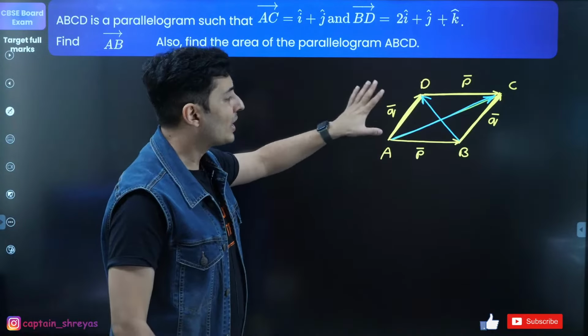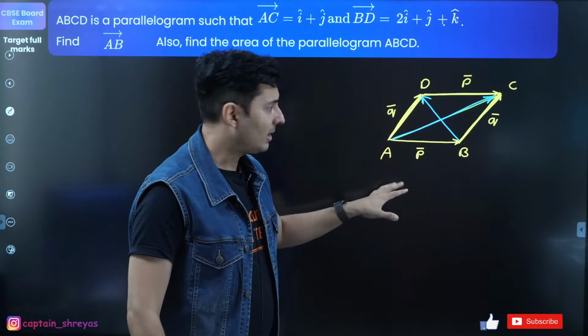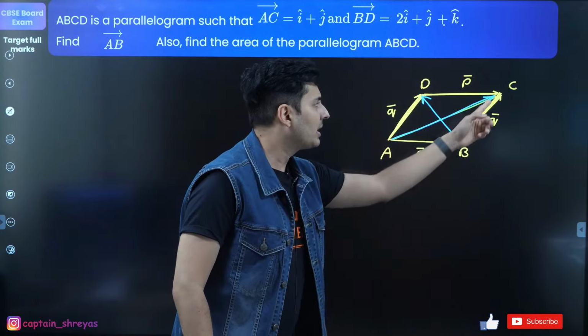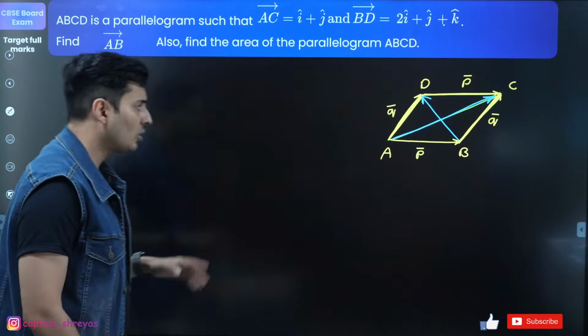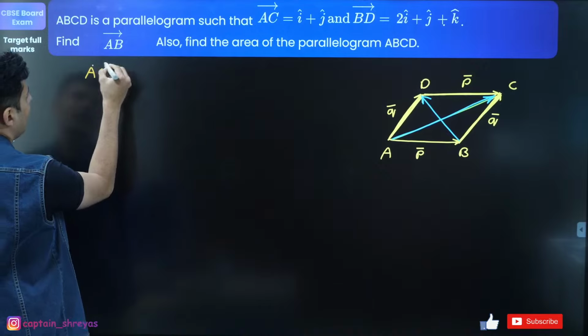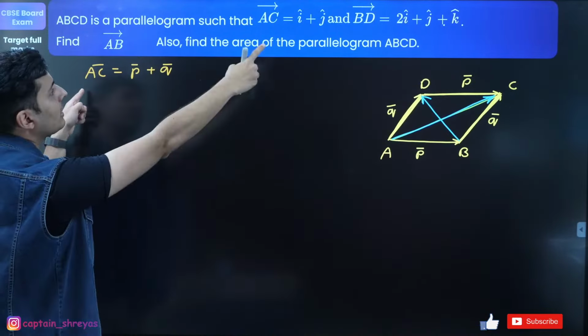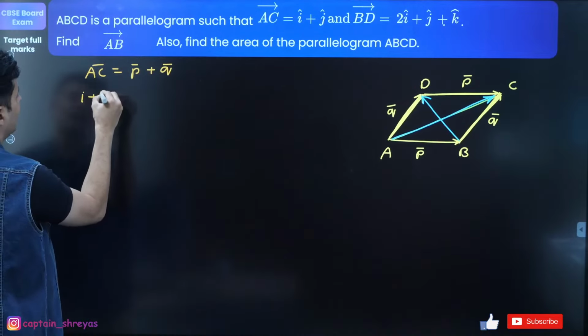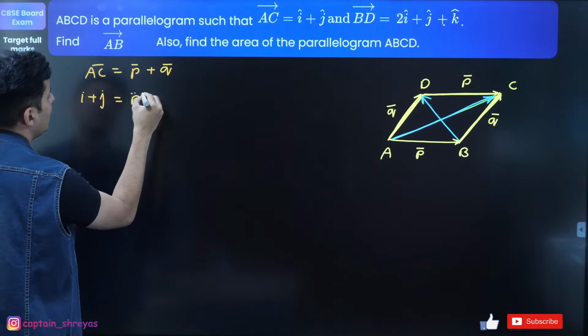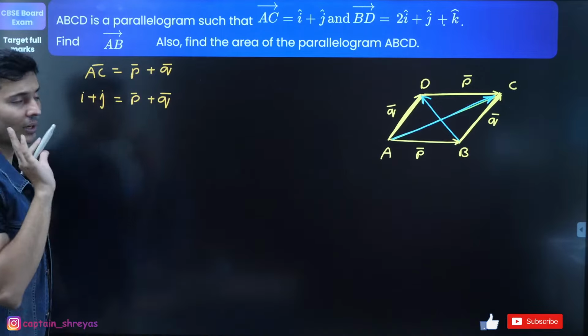Now what you can see in this particular diagram is this vector P plus this vector Q is AC bar. Yes or no? Check this out. AC bar is actually P vector plus Q vector. AC is already known, so I cap plus J cap is equal to P plus Q. That is one thing I got.